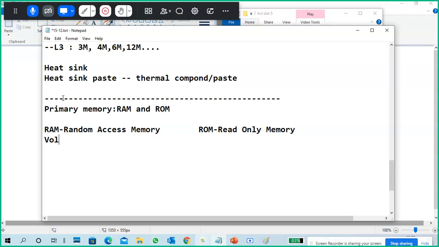RAM is a volatile memory. It is a very childhood days notes only, but some people may forget. That's why I'm putting it. Okay, volatile memory. ROM is a non-volatile memory. Volatile memory, non-volatile memory.